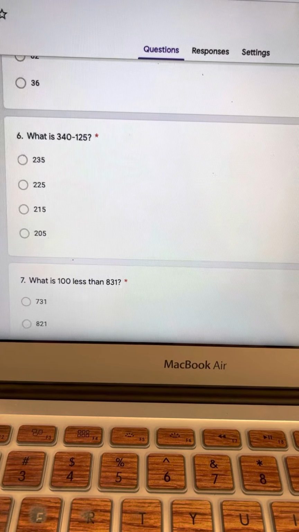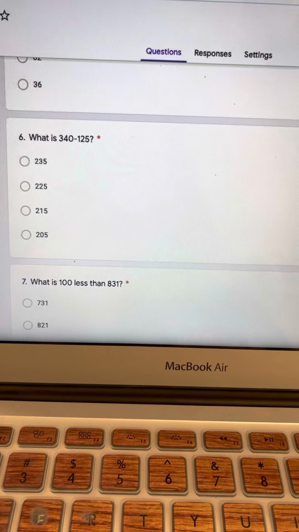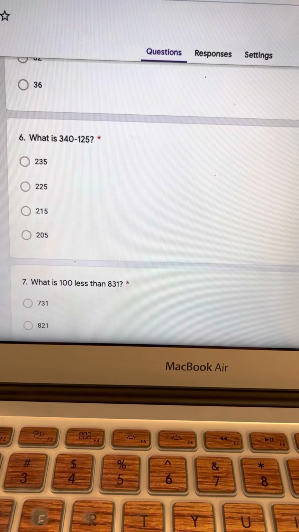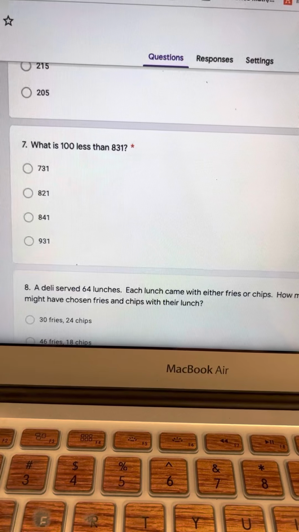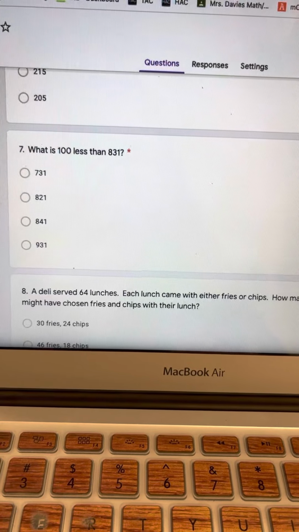Number 6, what is 340 minus 125? Write down the problem like we always do on top of each other and then solve that problem. Number 7, what is 100 less than 831? What is 100 less than 831?